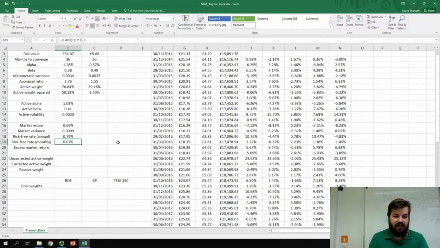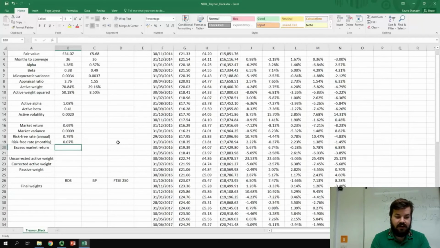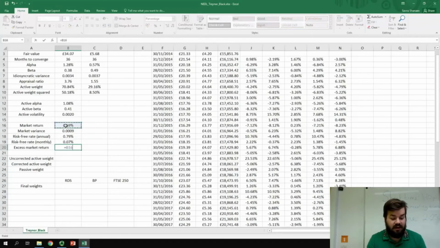And we can see that our monthly risk rate is 0.07%, which is rather negligible, but still, for additional accuracy, we can apply that. And to calculate excess market return, we need to calculate the premium that the market pays over the risk-free alternative. And it would be the market return minus the monthly risk-free rate, and it is equal to 0.62%.